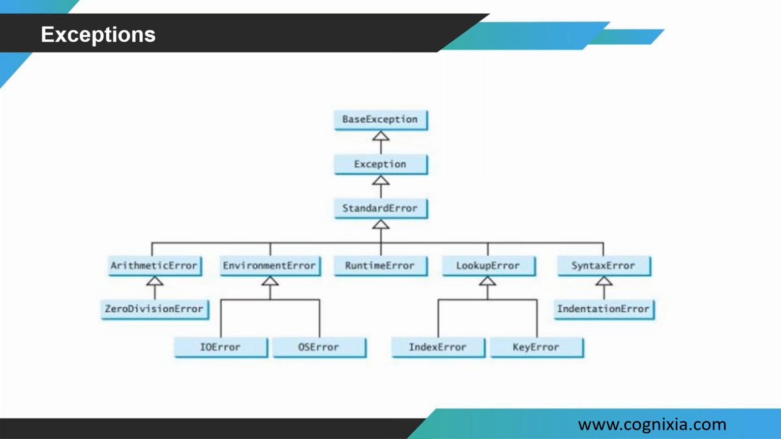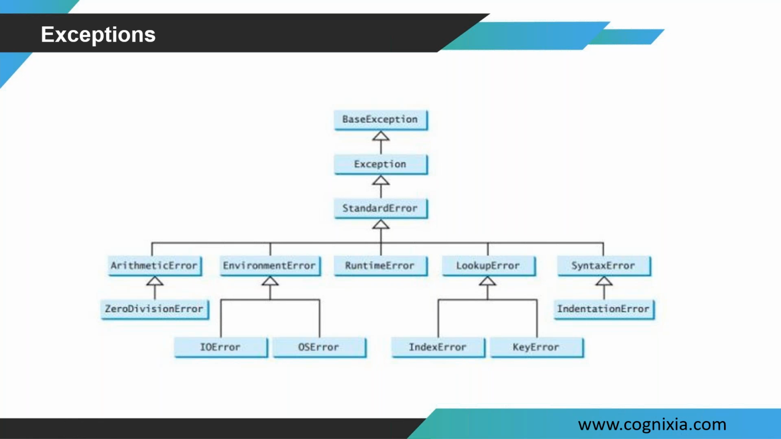Now, exceptions have this hierarchy, right? You have BaseException, which is the mother of all exceptions, and from it are derived the exceptions, and from there it is derived StandardError, and then these errors are divided into these parts, right? Arithmetic error, environment error, runtime error, lookup error, syntax error, right? And from syntax error is derived indentation error. From arithmetic error you have derived zero division error. Environment error: your input output error, your operating system error. Lookup error: index error, key error. Right? So these are the major exceptions and the mistakes associated with this.